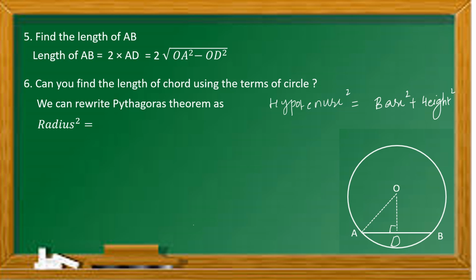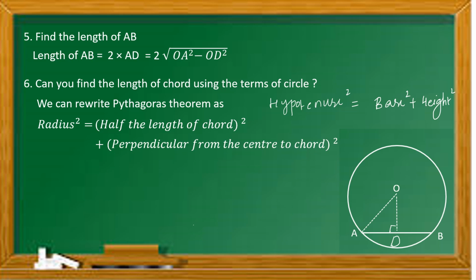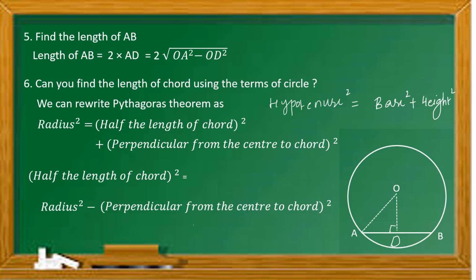Likewise, can you change base and height? Yes, what is base? Half the length of chord. So it is half the length of chord square. What about height? Yes, perpendicular distance from center to the chord, the whole square, isn't it? So this is how we rewrite Pythagoras theorem using the terms of circle. Now, what will be half the length of the chord square? Yes, radius square minus perpendicular from the center to the chord square, isn't it?